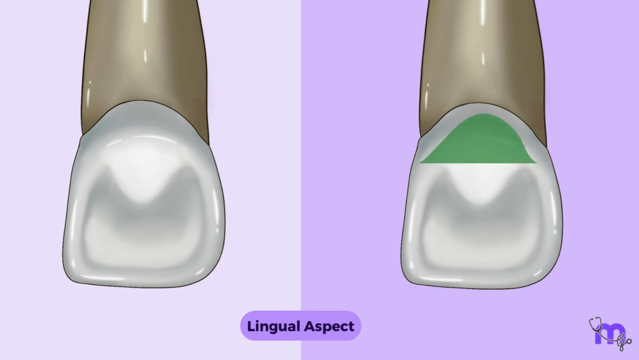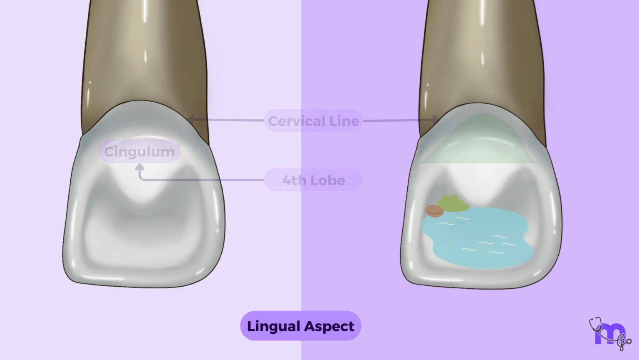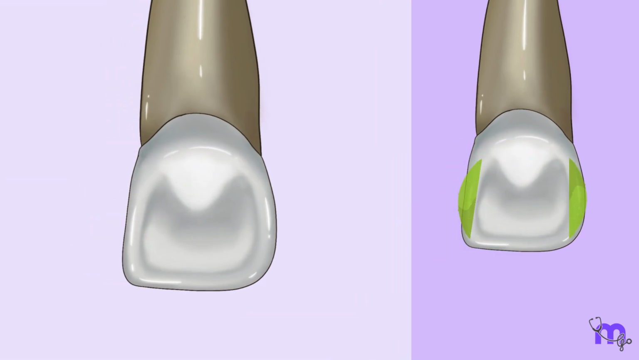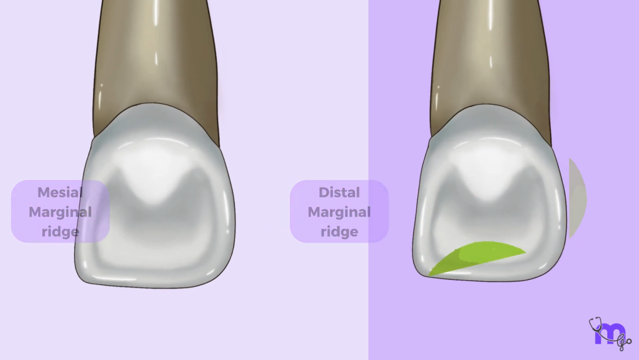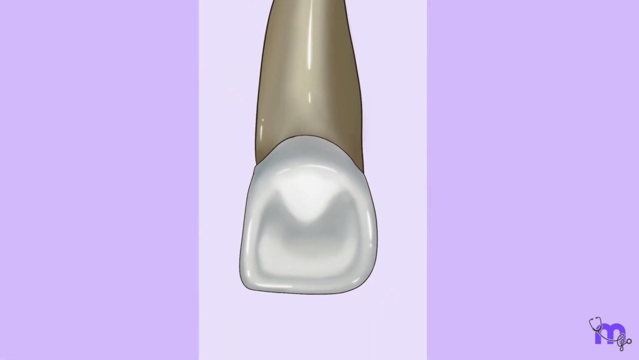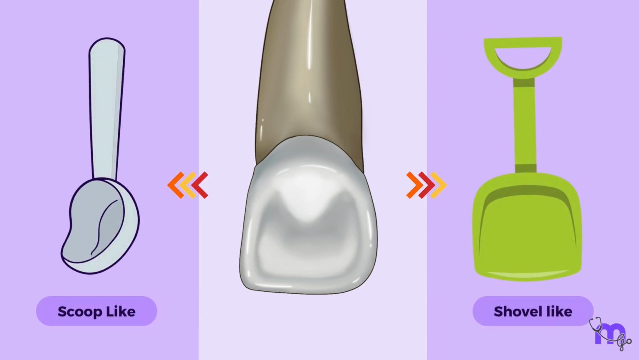The hillock represents a smooth convexity or elevation seen right below the cervical line called the cingulum, which is formed by the fourth lobe. The shallow concavity or depression, that is the lingual fossa, is bordered cervically by the cingulum. The mesial and distal marginal ridges are on the mesial and distal sides, and towards the incisal area, there is a presence of a slightly raised incisal ridge. Thus, the lingual topography gives a scoop-like or shovel-like form to the crown.